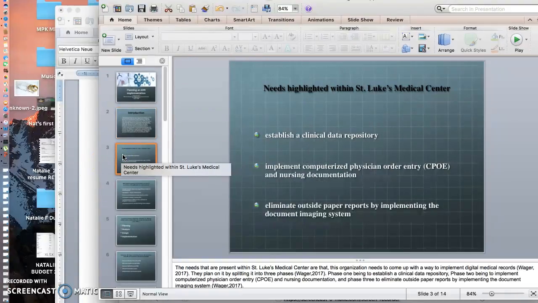Needs highlighted within St. Luke's Medical Center are that the organization needs to come up with ways to implement digital medical records. They plan on it by splitting into 3 phases. Phase 1 being to establish a clinical data repository. Phase 2 being to implement computerized physician order entry and nurse documentations. And Phase 3 to eliminate outside paper reports by implementing the document imaging system.